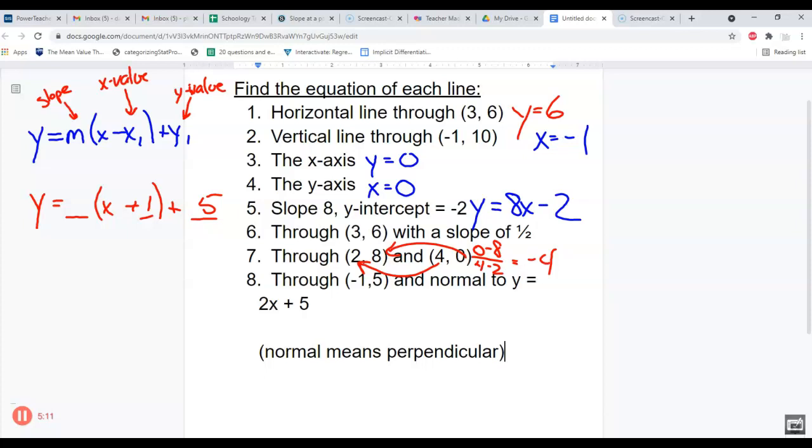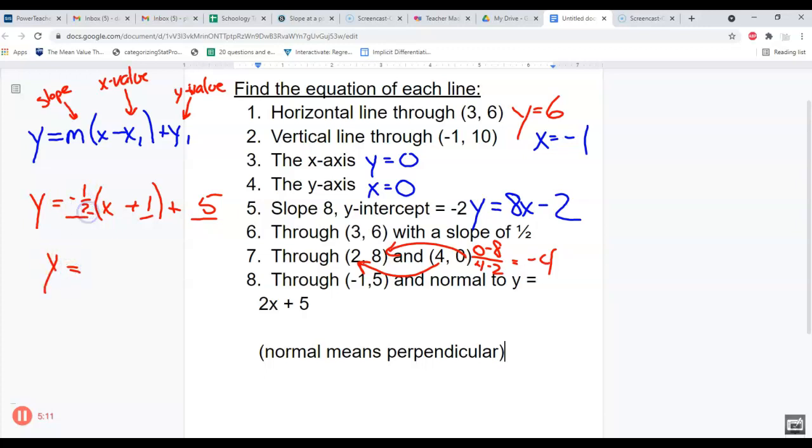Do you guys know how to find the slope of perpendicular? If the slope is 2, you flip it and change the sign. So perpendicular to a slope of 2 would be -1/2. Flip it over, change the sign. And then I'm just going to throw it there.